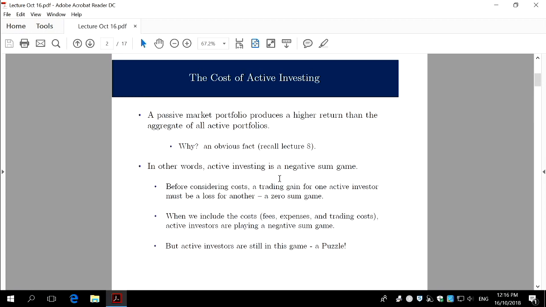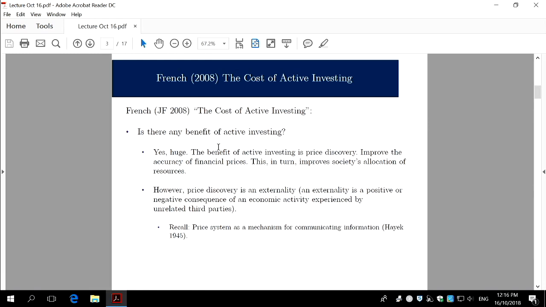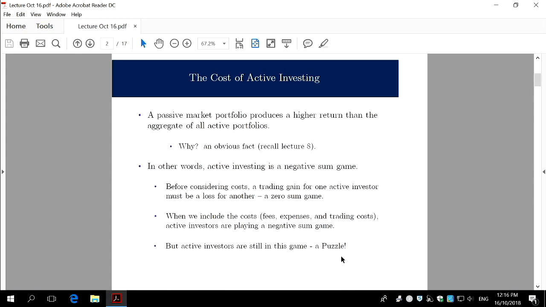If they quit this activity, then they will not provide benefit to our society. Then what happens is the price discovery is in trouble. Then at the end of the day, the price system cannot be a good mechanism to communicate information anymore. That's a huge bad consequence, isn't it? So that is why this puzzle matters. People want to ask, okay, this game is not good, but why are these guys still in this game? Why don't they just leave?